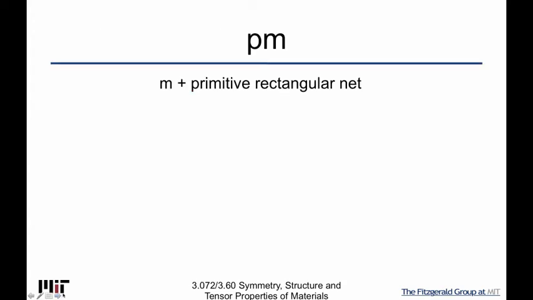So let's start with PM, very simple thing. We're going to simply take our primitive rectangular net, the general net, make it kind of big here. We have defined maybe a T1, and a T2 in a right-handed coordinate system.